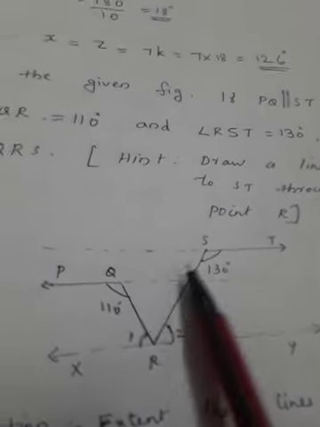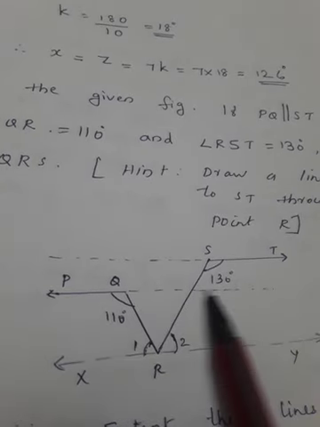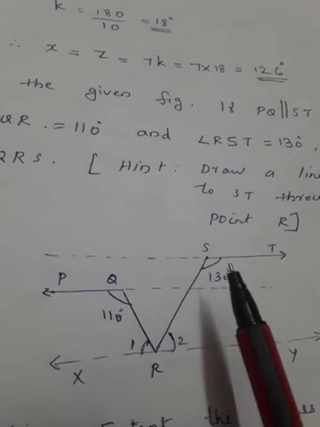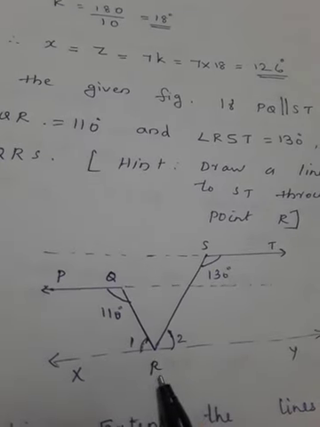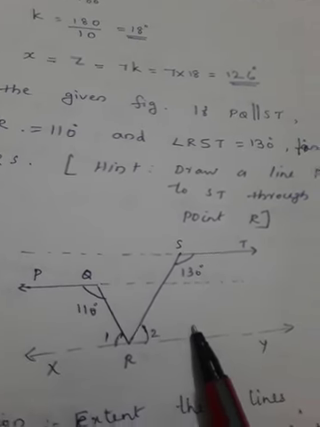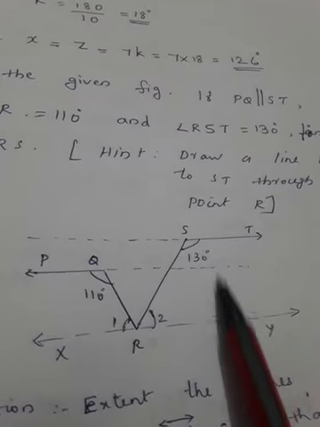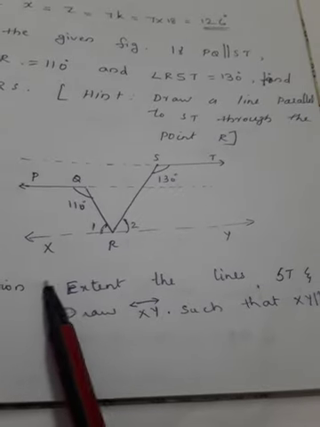Here they have given that PQ parallel ST. So we can extend that line, then easily we can identify the pair of angles. Through R we need to draw a line XY which is parallel to ST. So that is the additional construction.